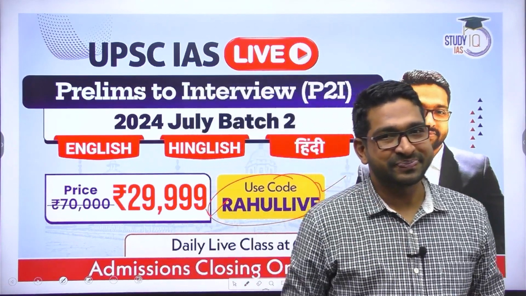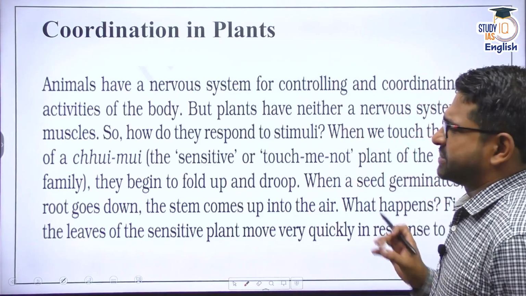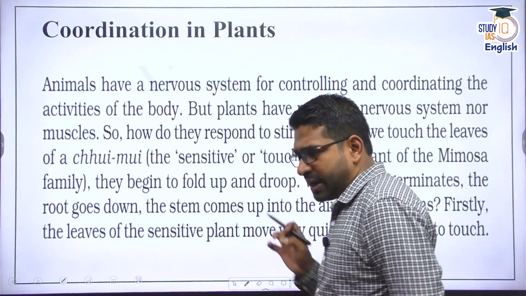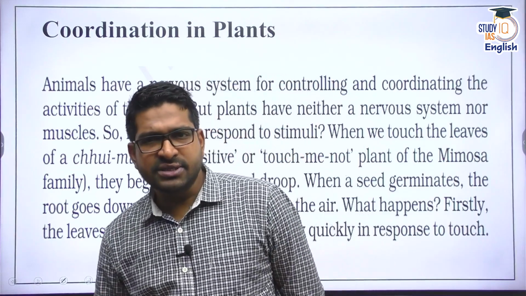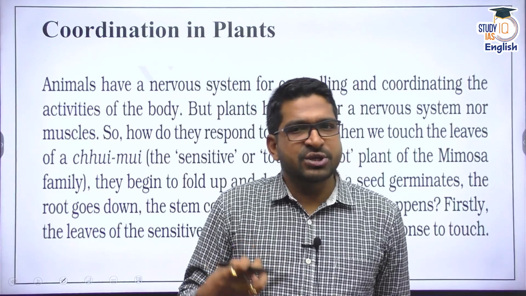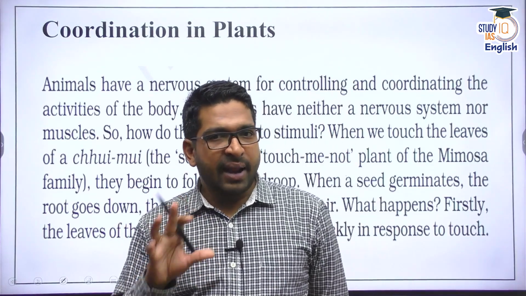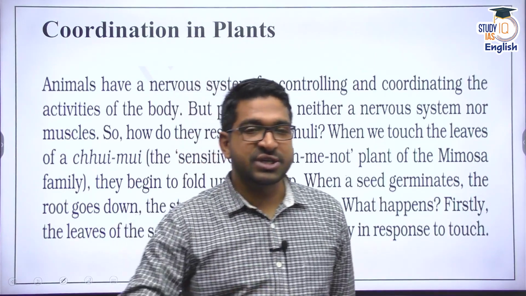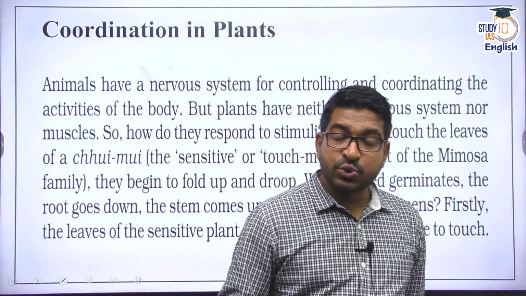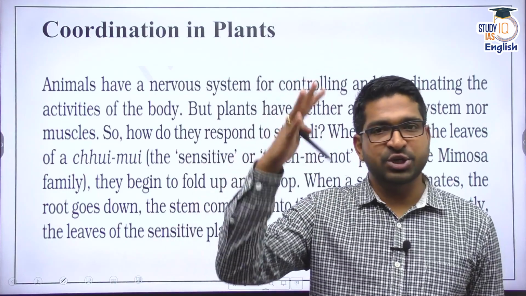Now let's talk about coordination and control in plants. We know that animals and us human beings have extensive neural networks and nervous systems, the central nervous system and peripheral nervous system. But plants do not have such extensive systems. But plants do have some sort of reactive or coordination measures for sure.